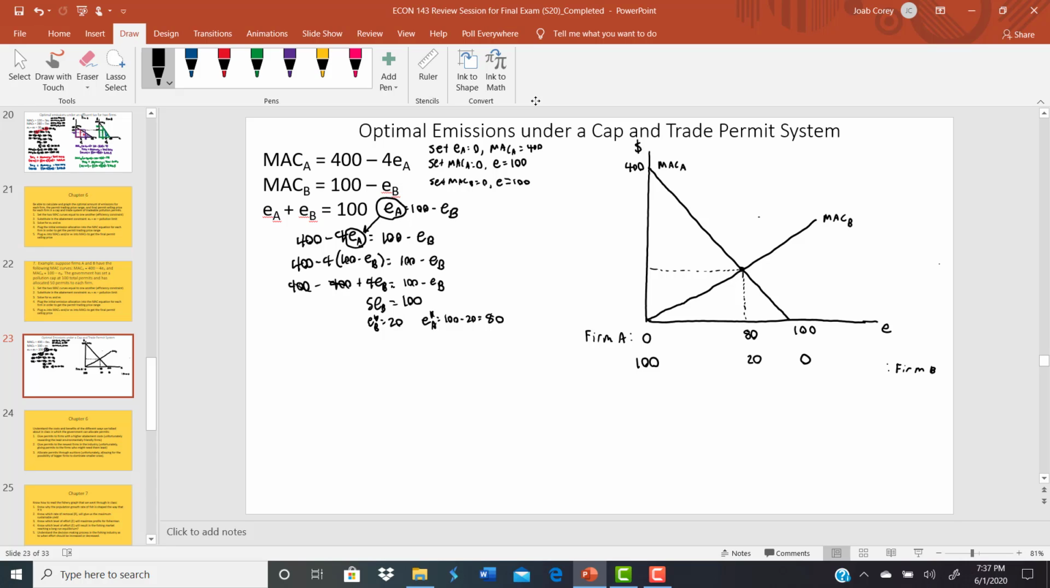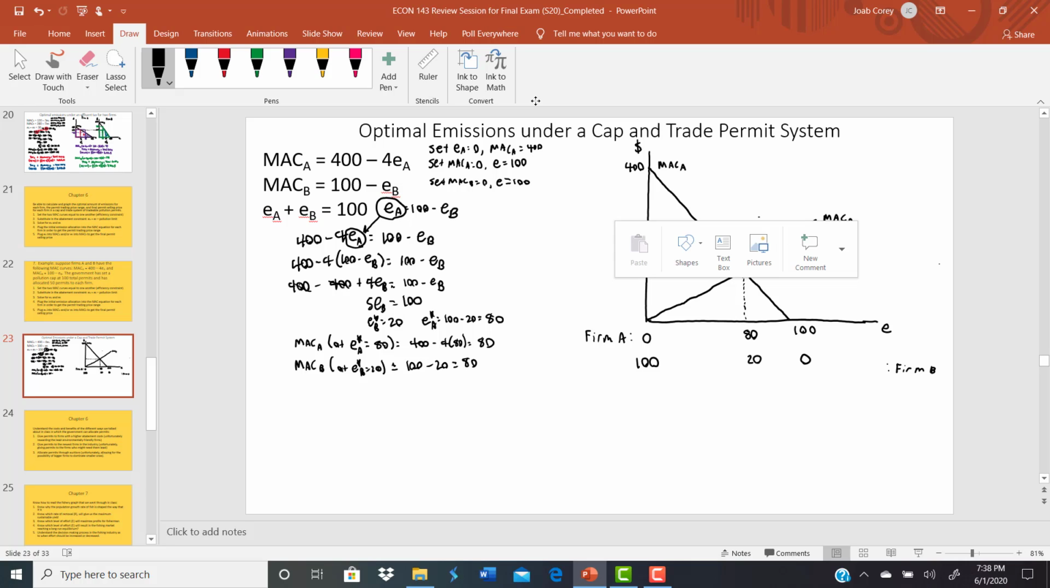It's just that equilibrium, by plugging our E sub A star into our MAC sub A equation. And we can do the same thing for E sub B star, plug that into our MAC sub B equation. Right? And again, you should get the same number if you did it correctly. So MAC sub A at E sub A star equal to 80 is going to be equal to 400 minus 4 times 80, or 400 minus 320, which is equal to 80. And then MAC sub B at E sub B star equals 20 is going to give us 100 minus 20, also equal to 80, right?